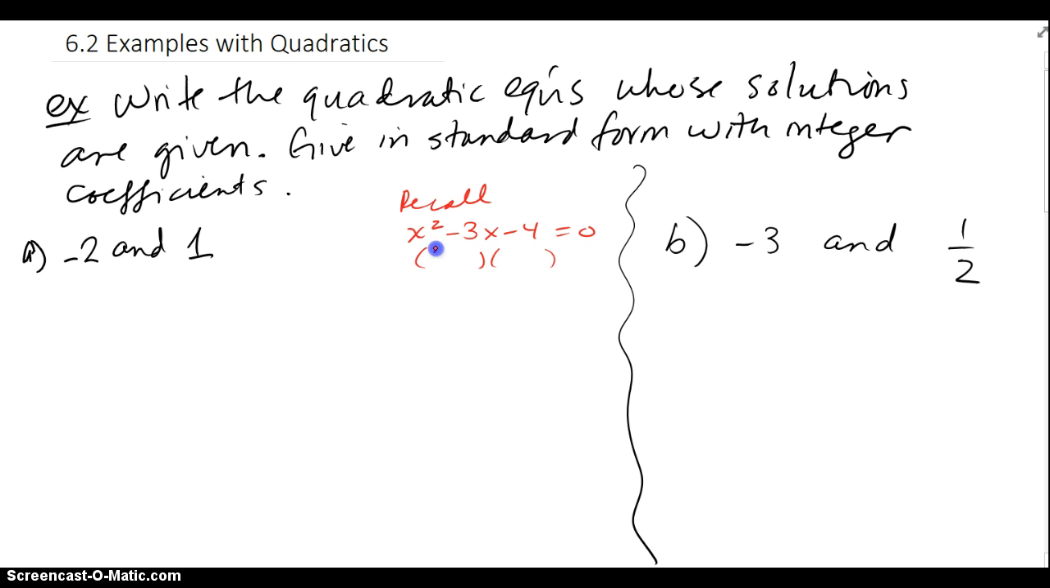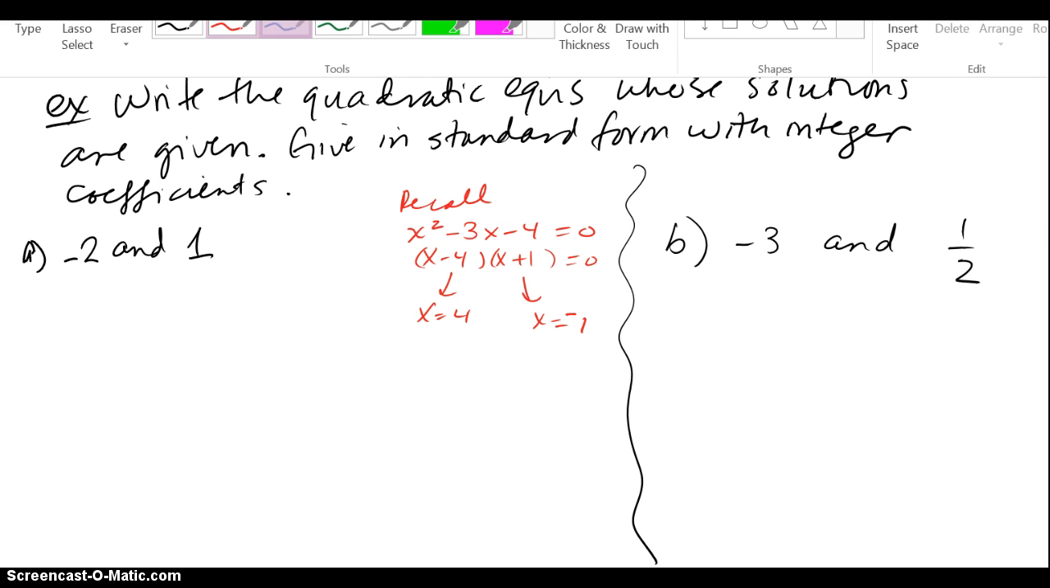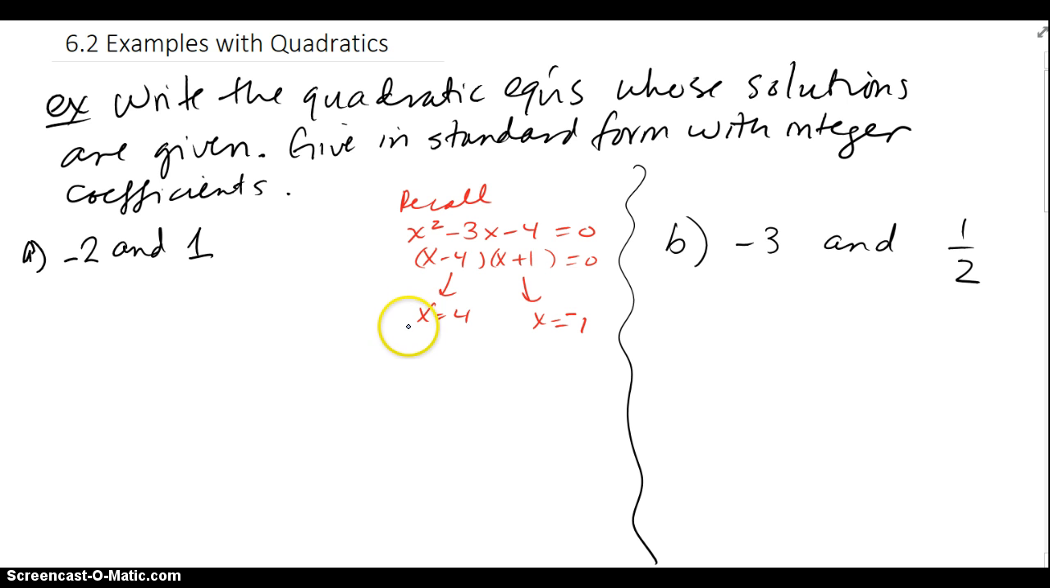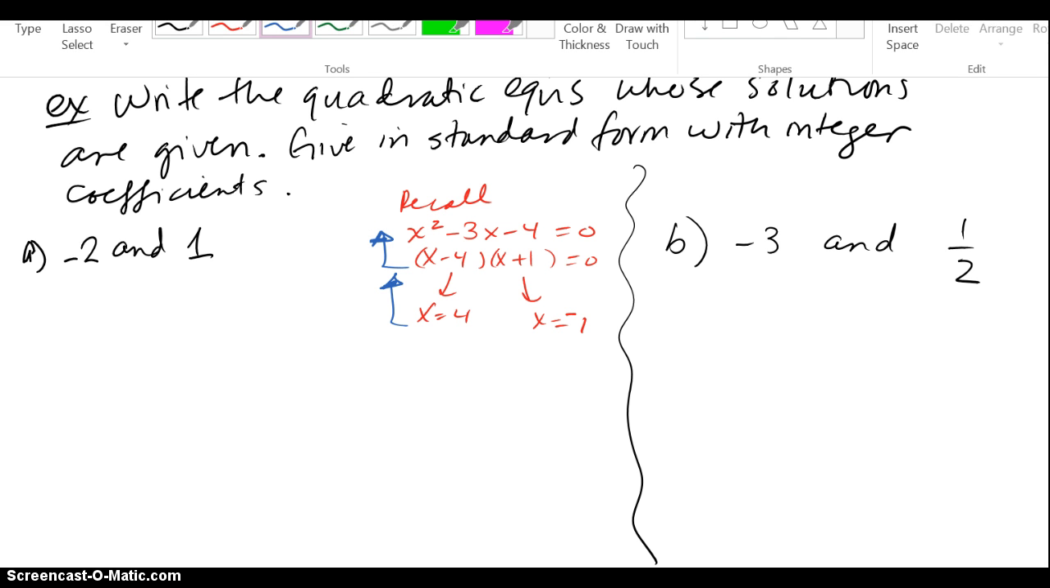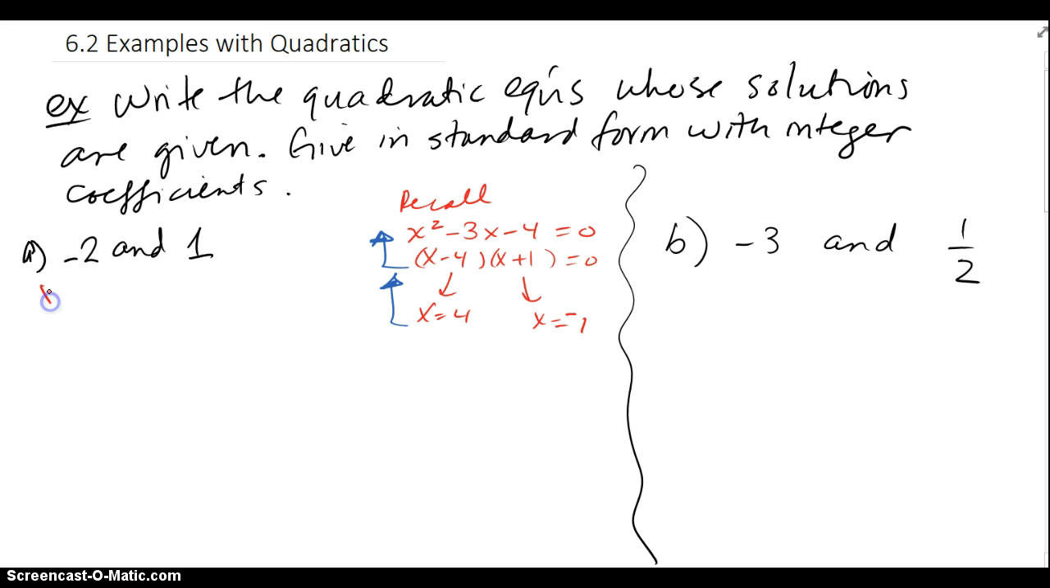I would factor that and I would have something like (x minus 4)(x plus 1) equals 0, and that would pop out two solutions, 4 and -1. So now I'm going to retrace my steps sort of backwards, and I really have these two solutions. I'm going to go there, and then from here I'm going to go up again. So the two solutions that are given to me are basically x equals -2 and x equals 1.